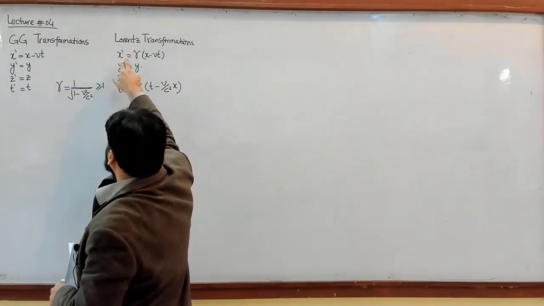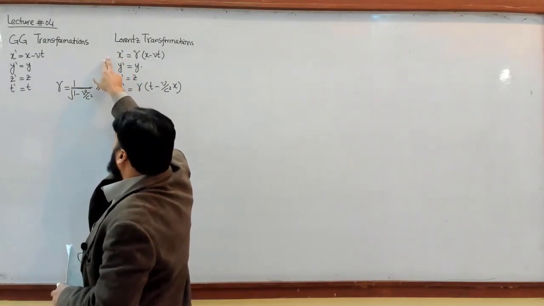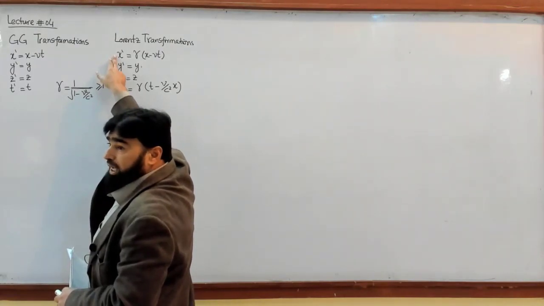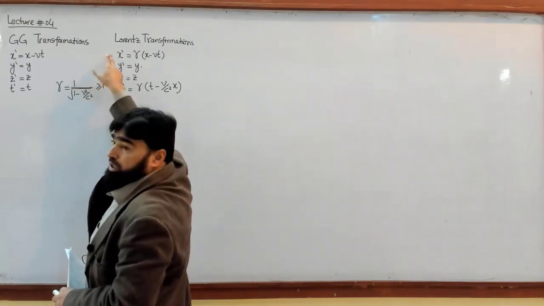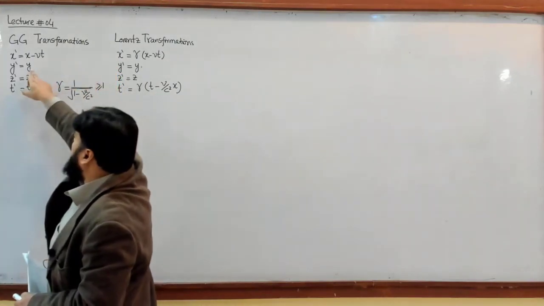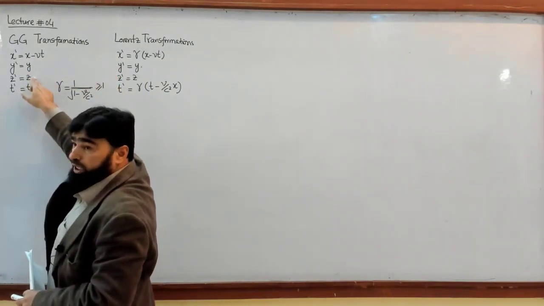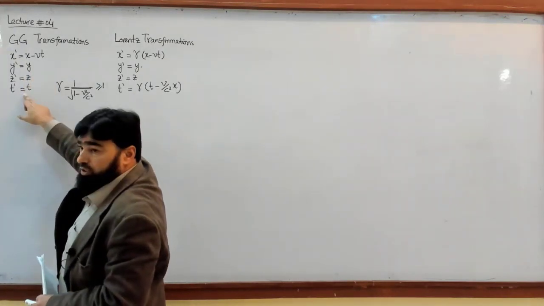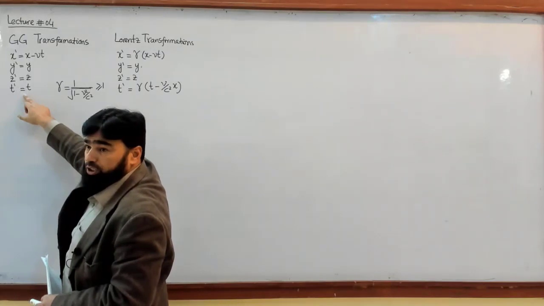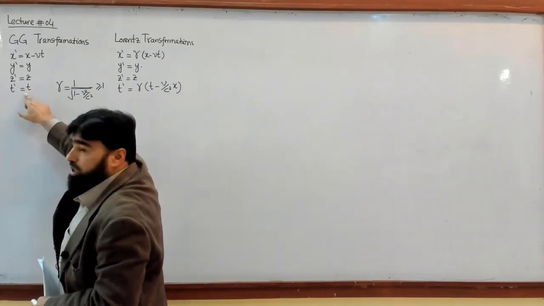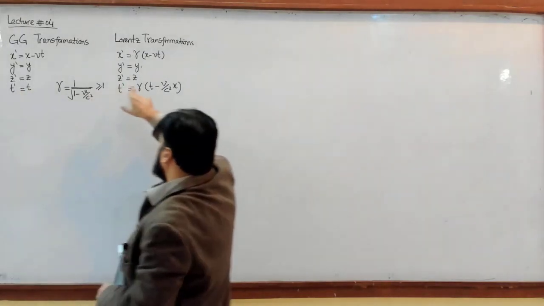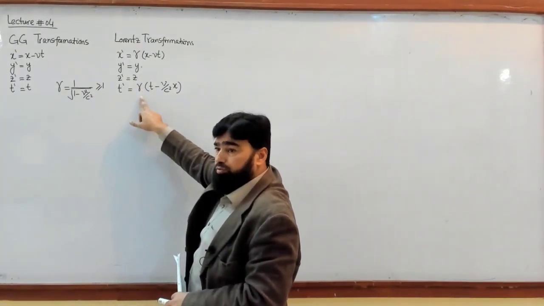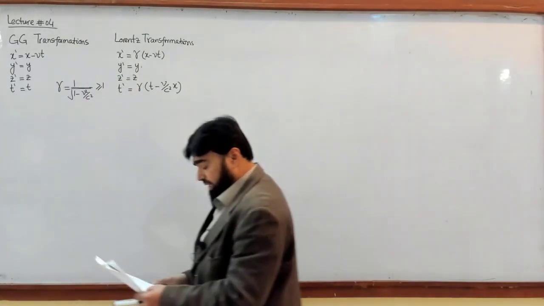If I look at these, this is the direction of motion. So changes occur along the direction of motion, not perpendicular to the direction of motion in space. While in time, there is no such directional component. So time is different in both the frames. The time in the moving frame is different from the time in the frame at rest.